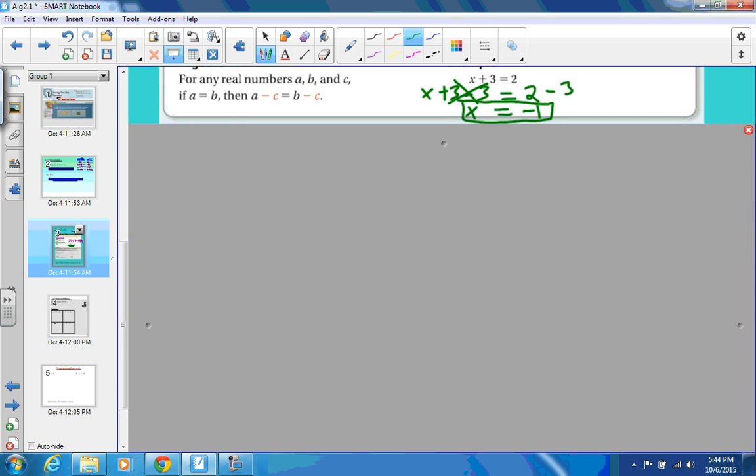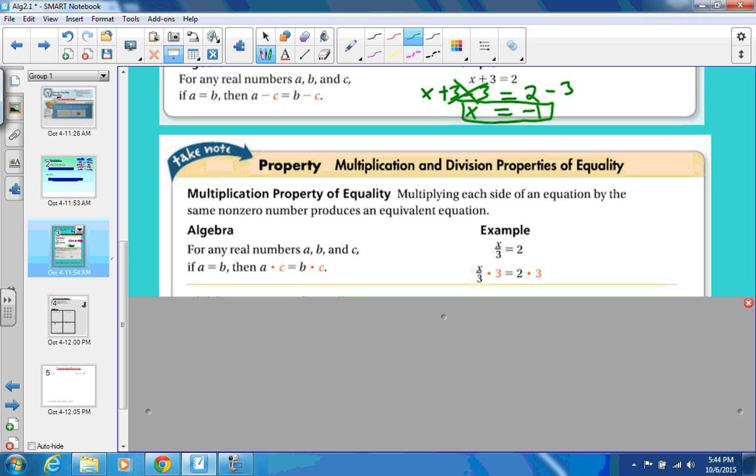Next one, the multiplication property of equality. That one says you can multiply each side of the equation by the same non-zero number, okay? And it would produce an equivalent equation. Technically you could do 0 if you wanted, but we're going to keep away from 0. So if we're going to multiply, here I have the example shown for you: if a equals b, then a times c equals b times c.